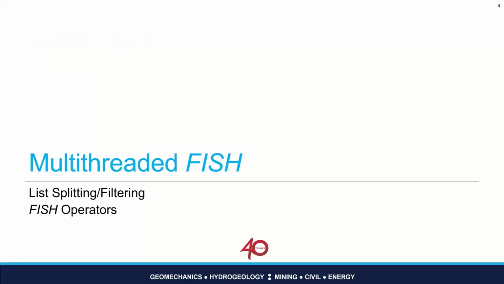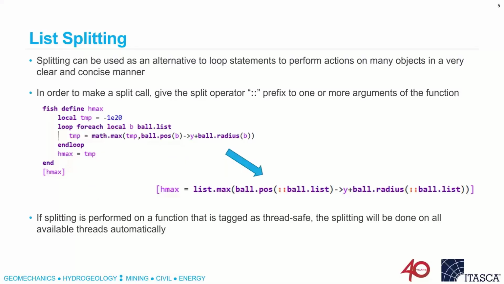Diving into multithreaded FISH, there are a few new concepts in FISH that allow for faster calculations. The first one is list splitting. List splitting can be used to replace loop statements to perform an action on a list of objects in a very clear and concise manner. To do that, we introduced a new double colon operator, which is a split operator that can be given as a prefix to arguments of a function.